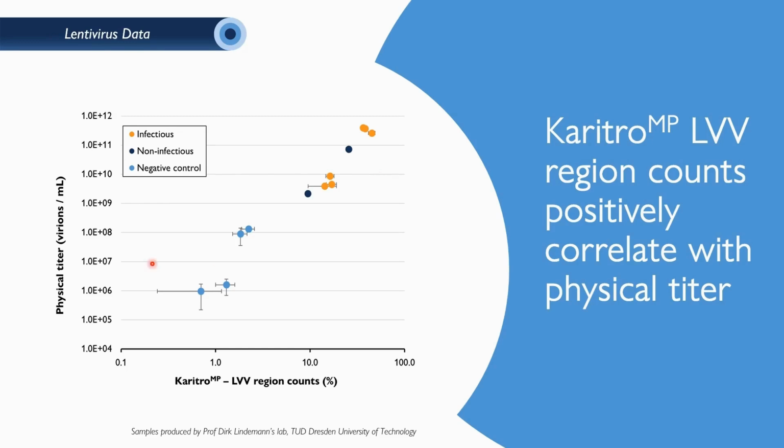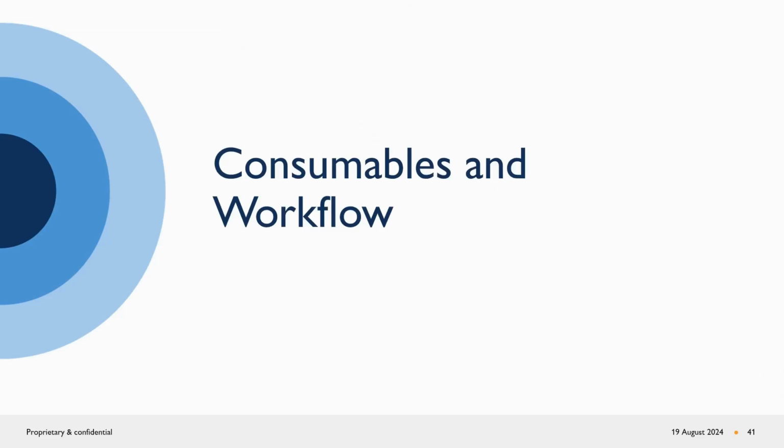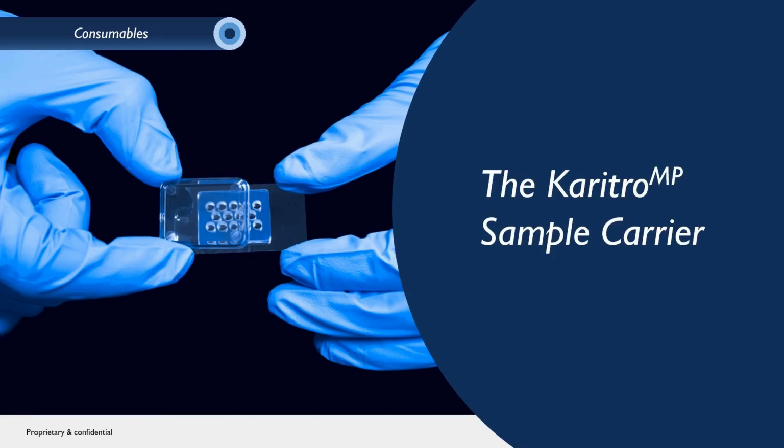Let's now look at the consumables and workflow. The KaritroMP sample carrier is composed of three parts: a glass slide, a sample well cassette composed of 14 wells, allowing for the measurement of up to 13 samples plus one calibrant, and then a plastic lid. The lid allows for the safe handling of the sample carrier, which could be, for example, loaded under a biosafety hood and then moved safely, once closed, to the machine outside of the hood, effectively limiting the exposure for the operator to biohazardous samples or potential contamination issues.